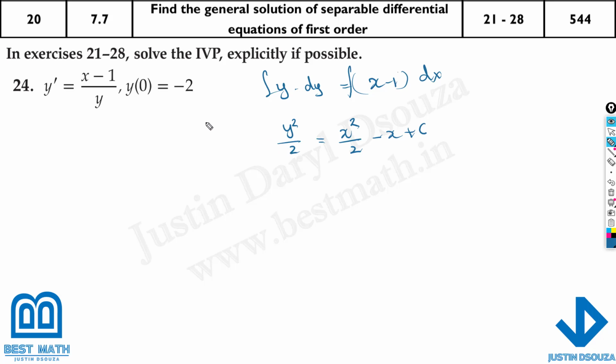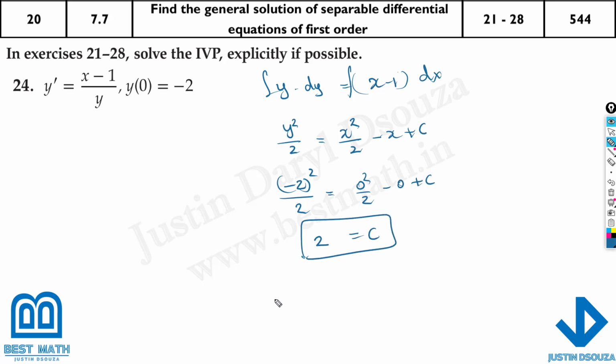Now I'll just substitute the initial condition. It's minus 2 the whole square divided by 2, that is equal to 0 squared by 2 minus 0 plus c. So the c value will be equal to, what is minus 2 squared? It's 4. 4 by 2 is 2. The answer is 2, c itself. So therefore y squared by 2 is equal to x squared by 2 minus x plus 2. It's plus 2, it's not minus 2c here. Minus 2 the whole square will be positive 4, and divided by 2 is positive 2. So therefore it is 2.